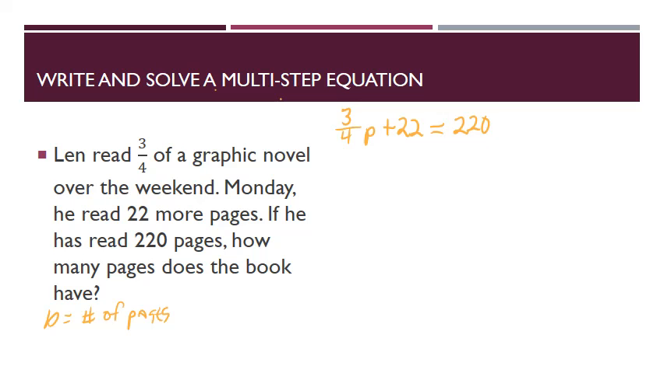Well, let's begin in here. We got an equation. Let's subtract 22 from both sides. And now we're going to have 3/4 P equals 220 minus 22, which is 198. Okay, so we got 3/4 P equals 198. I want to do the inverse of that, and the inverse of 3/4 is 4/3. So I'm going to multiply both sides of this equation by 4/3.